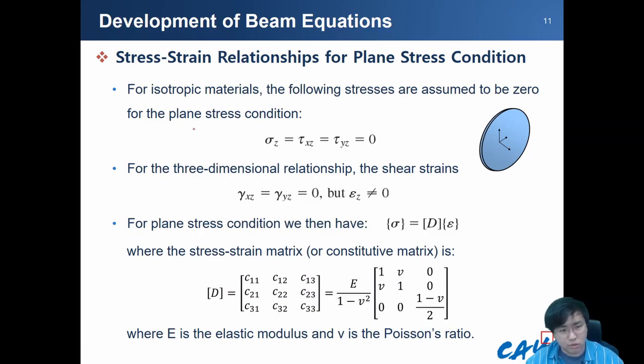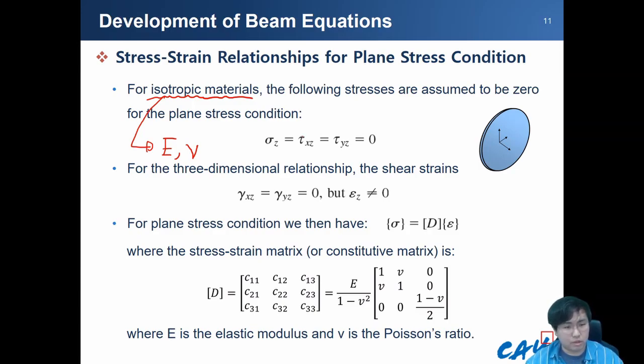And also our solid structure, we consider isotropic materials. Isotropic means that the material property, the mechanical strength, can be represented by only two components. First is the Young's modulus, and second is the Poisson ratio. So if we know the Young's modulus and Poisson ratio, we can define the mechanical property of this solid structure. This is the isotropic concept.